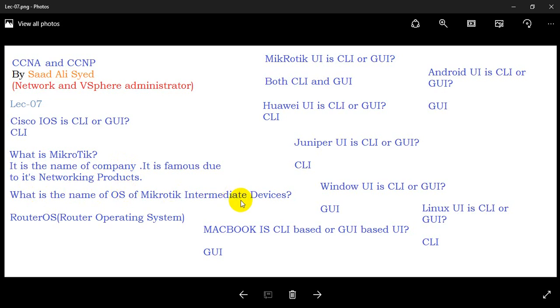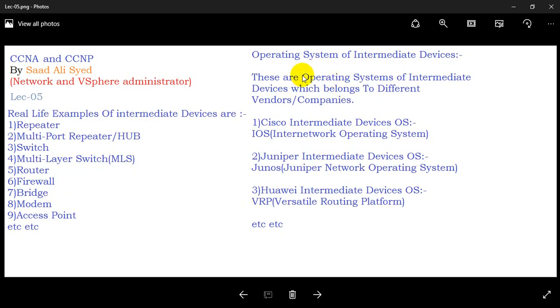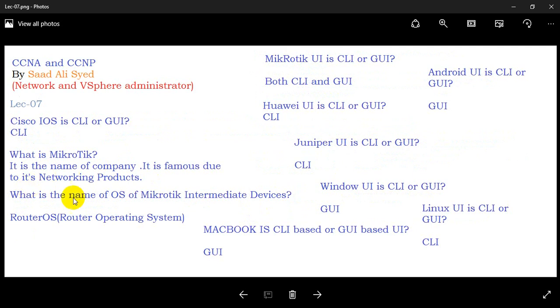Like we covered in the previous lecture, let me show you this one: the operating system of intermediate devices from different vendors, from different companies. The Cisco intermediate devices operating system is IOS, Internet Network Operating System. The Juniper intermediate devices operating system is Junos, Juniper Network Operating System. Huawei intermediate devices operating system is VRP, Versatile Routing Platform. So what is the name of the operating system of MikroTik intermediate devices? The answer is RouterOS, Router Operating System.